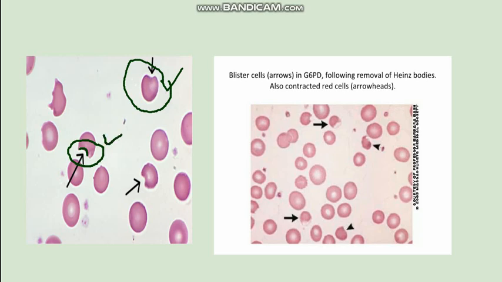This is known as the bite cell, and this is known as the blister cell, or the ghost cell, in which half of the RBC contains hemoglobin and the other part is just empty. So these are the blister cell or the ghost cell. And there is another thing known as Heinz body.